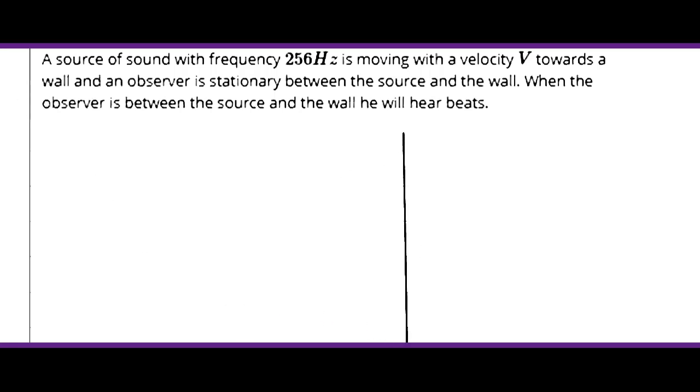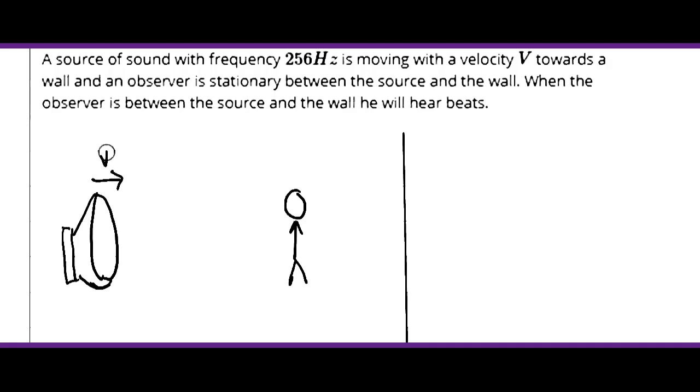Let's suppose this is the observer standing over here, and a sound source of some frequency is coming. This is the source of sound. I'm drawing the source of sound. This is a speaker, let's suppose, and it is producing the sound. So this is the sound source, and it is moving in this direction with a velocity v.